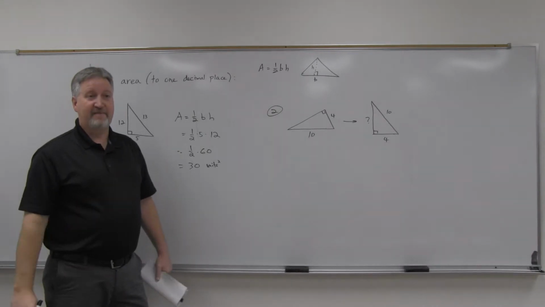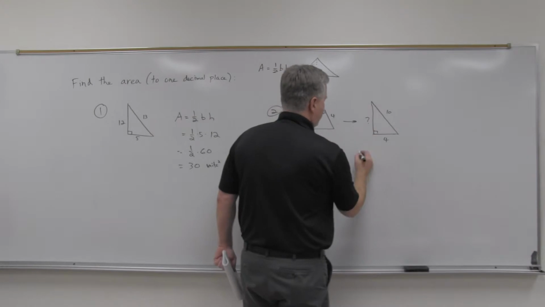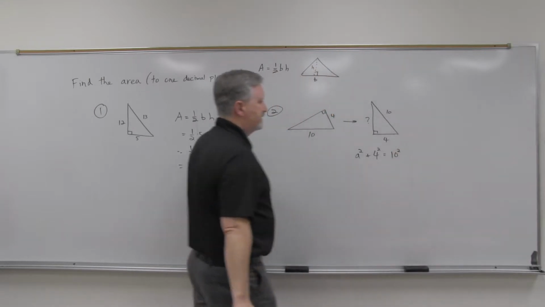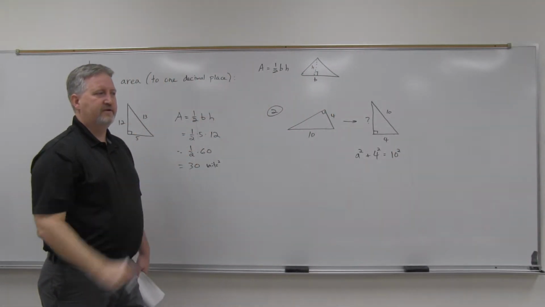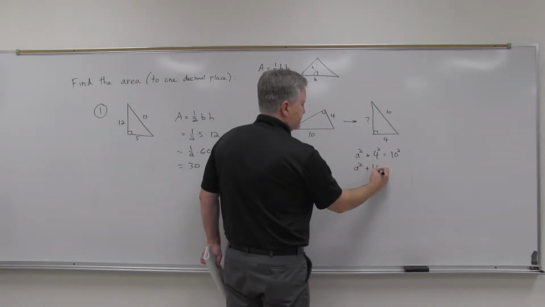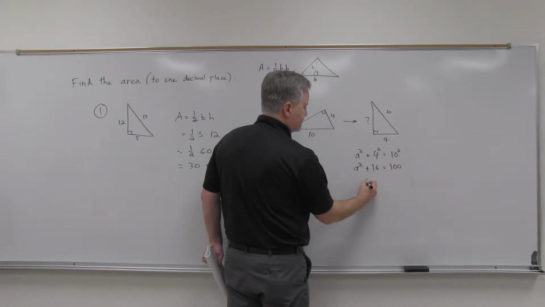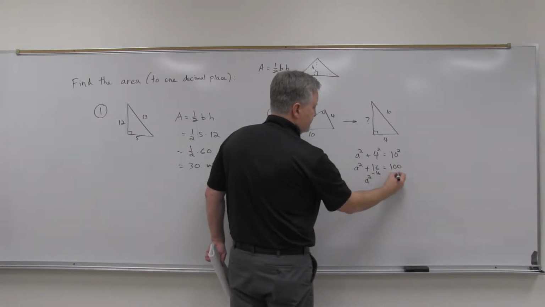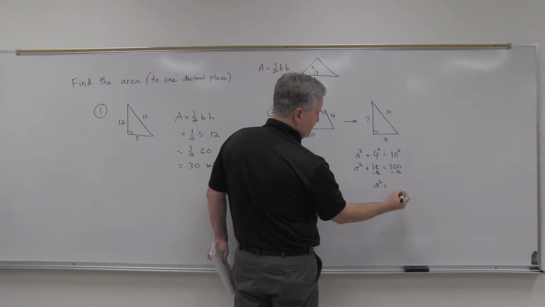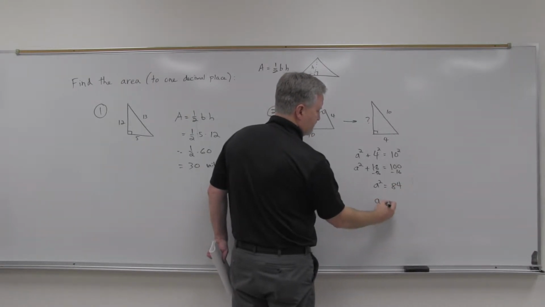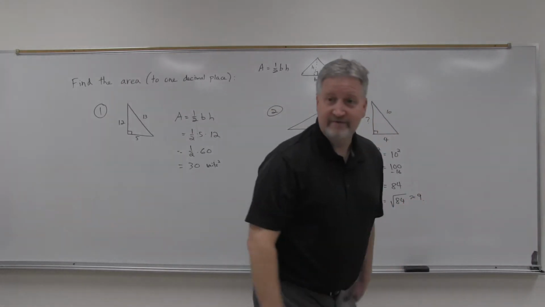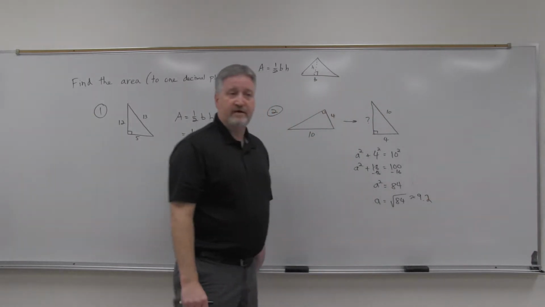A squared plus b squared. The Pythagorean Theorem, yes. If I use a squared plus b squared equals c squared, then I can figure out that one, which I can use for my height. So that'd be a squared plus 16 equals 100, so I'd subtract the 16, and a squared is 84. So a would be the square root of 84, which is about 9.2.